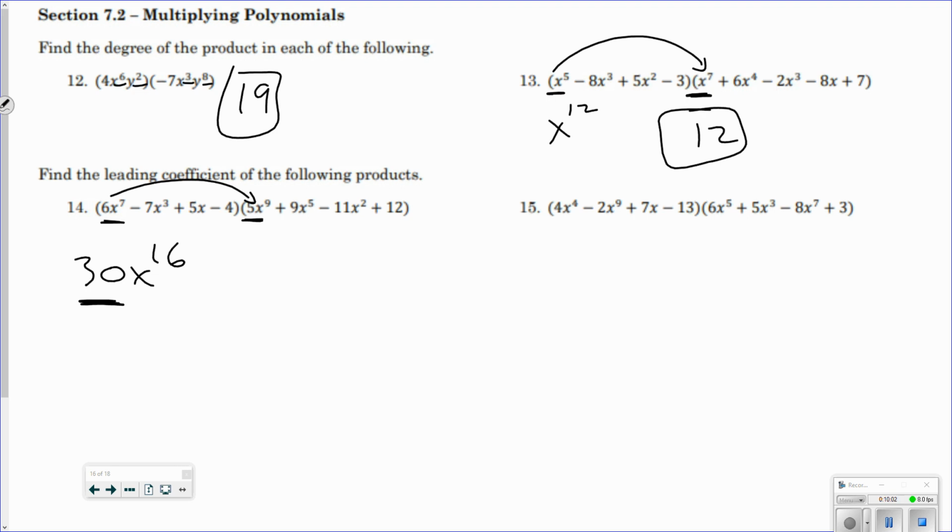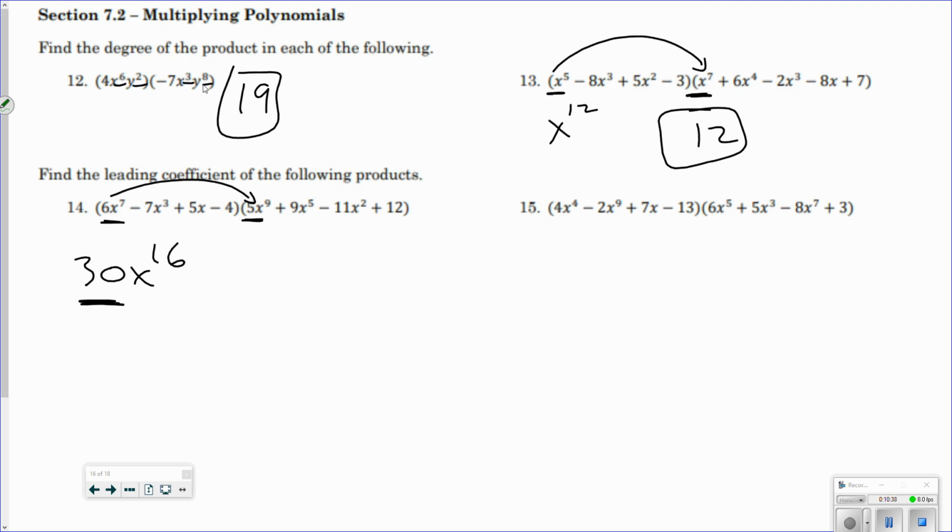And this will work if you have multiple parentheses. If I had another parentheses here, I'll do it in green, like x cubed plus 17x squared, something like that. All you do is take this 30x to the 16 you have, and multiply with x to the third to give you 30x to the 19. So if I had a new problem with this green part added to it, all you do is take the highest degree term in each polynomial, multiply them together, and that's going to be the degree of the whole overall polynomial. Make sense?